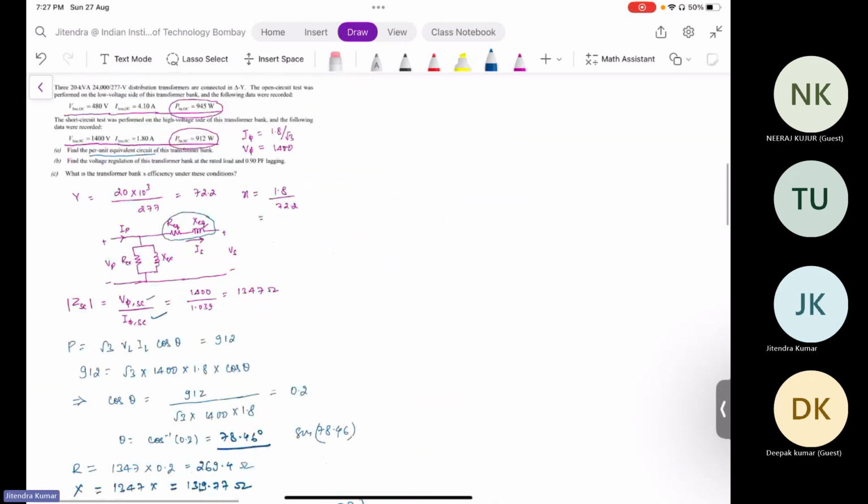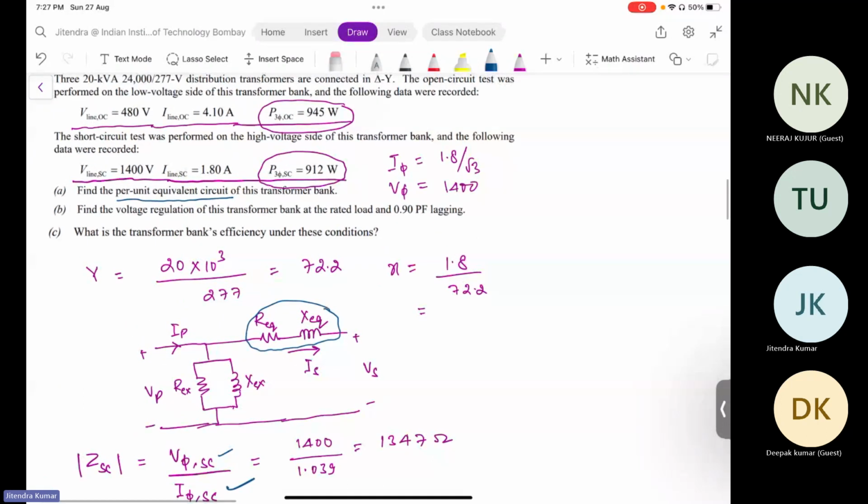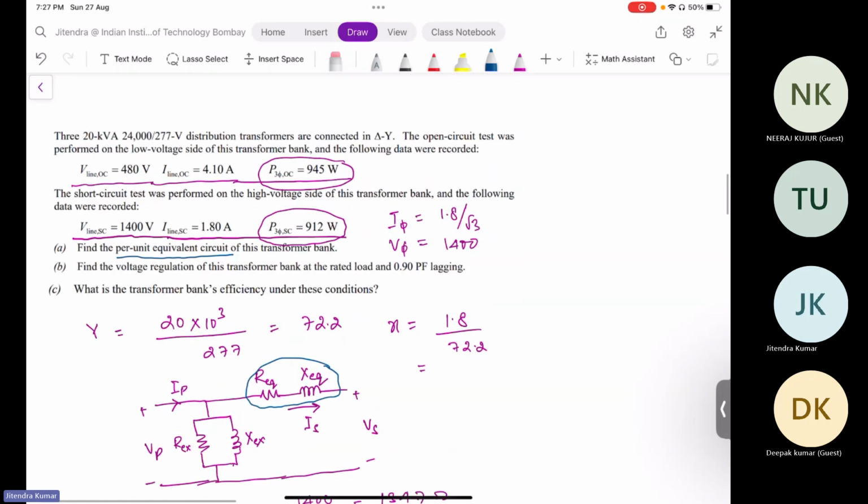Now the left out values are the parallel parameters. Yes, sir. So parallel parameters we have to compute with the open circuit test. Open circuit test data are given, and I think we have to find out RC and XC here. This open circuit test was performed on the low voltage side of the transformer bank. The low voltage side of the transformer bank is 277 volt, which is connected in a star connection. Okay, so we can calculate accordingly, right?